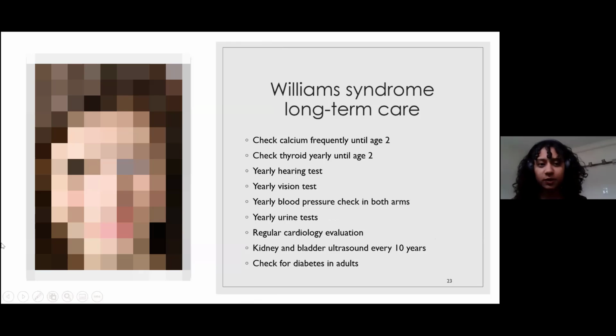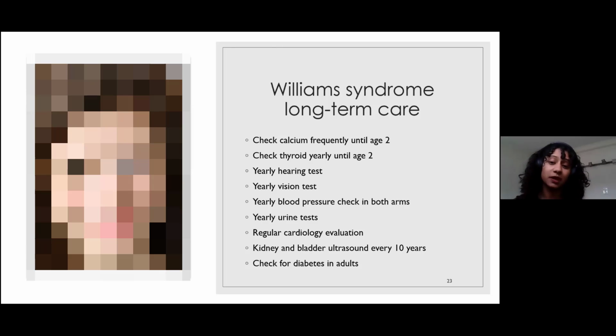So long-term care for Williams syndrome. Again, this is a pretty complex syndrome that has lifelong effects. Most genetic disorders have a lifelong effect, but Williams syndrome and 22q have a lot of medical issues as well, so that's why they have to be cared for long-term. We check their calcium really frequently until they're 2 years old. We check their thyroid yearly until age 2. We do their hearing yearly, we check their vision yearly, and some of the stuff we do for typical kids as well, but some of it's more detailed.